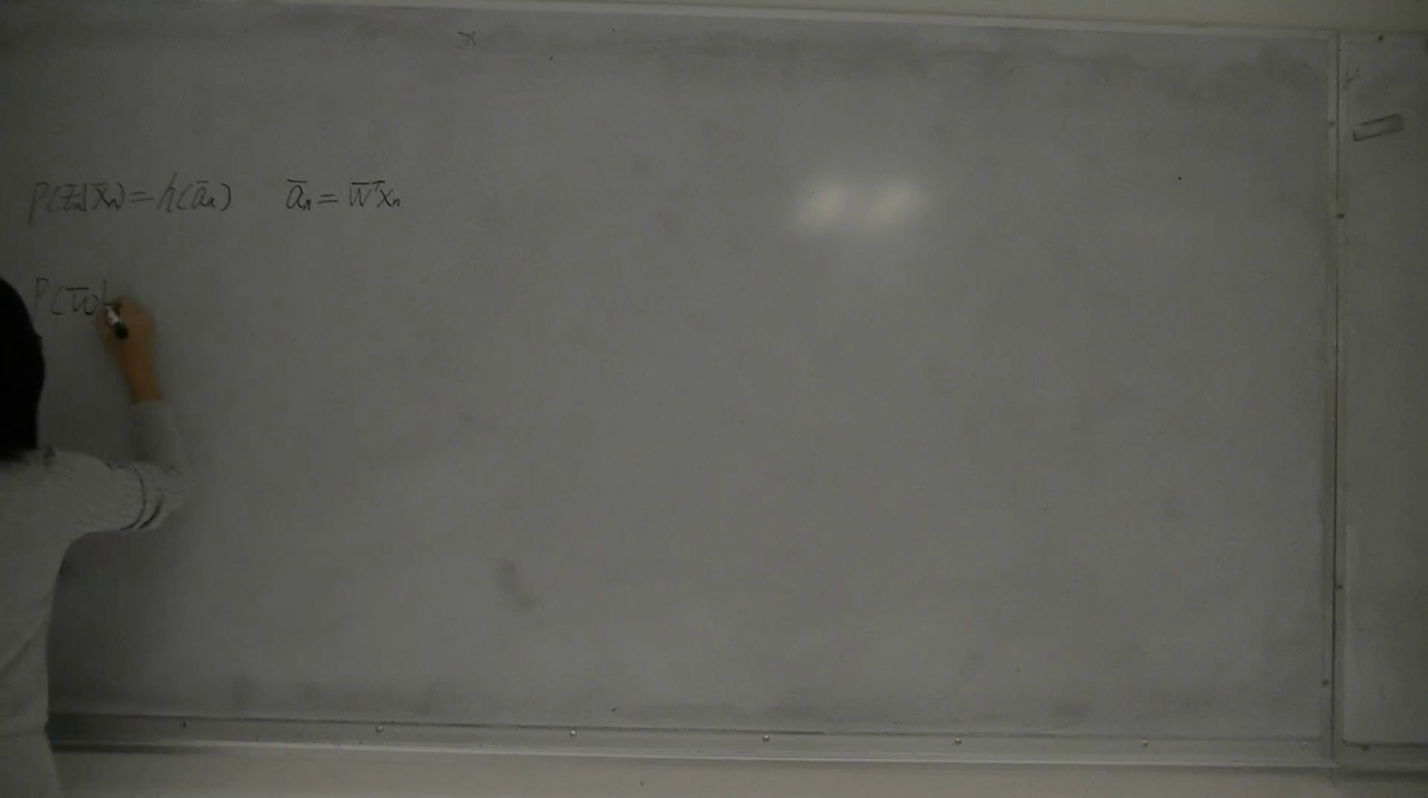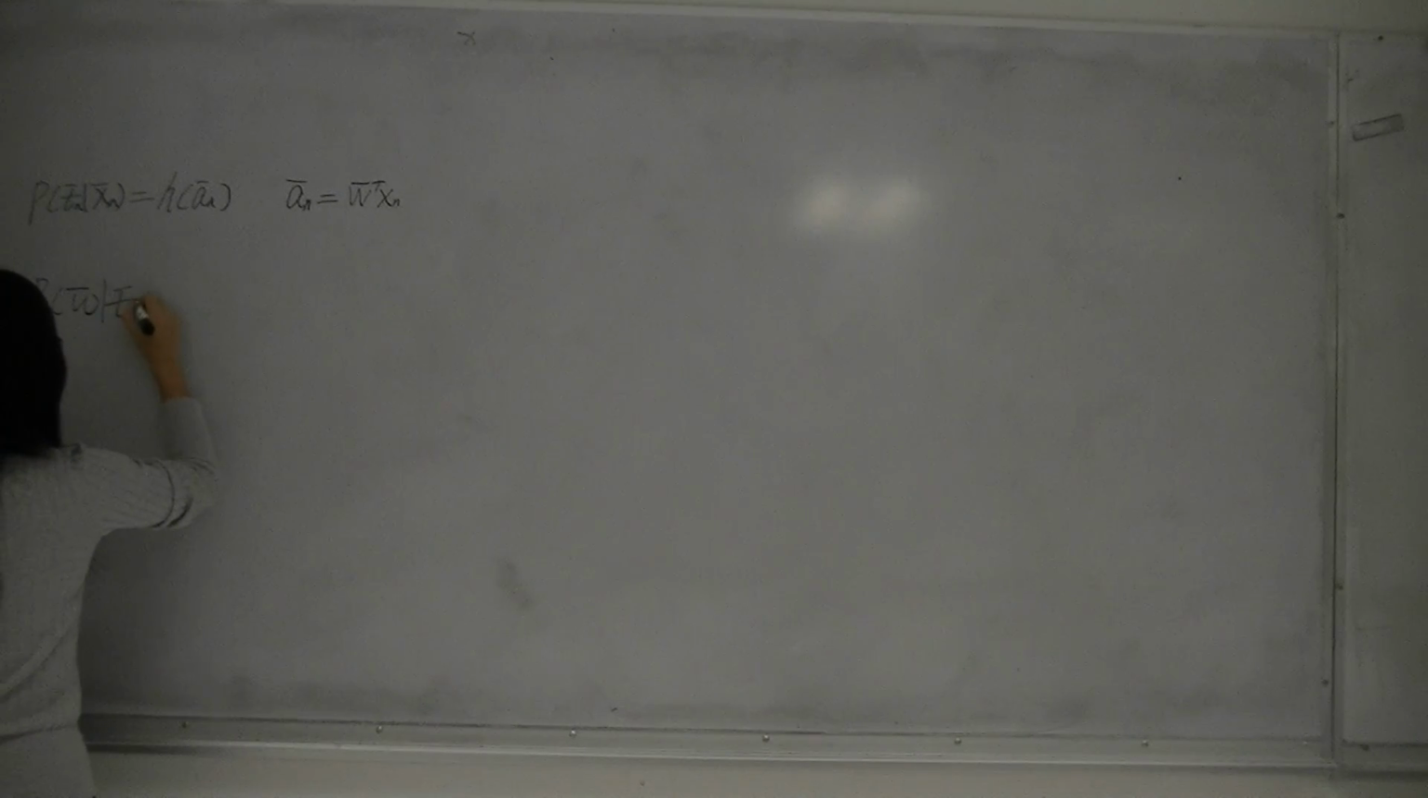So we use the maximum a posteriori estimator to evaluate the parameter omega. According to the Bayes rule, we can write P of omega given T.